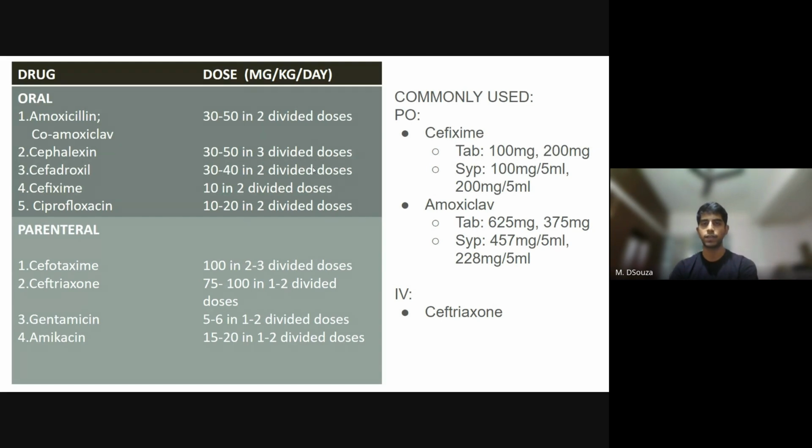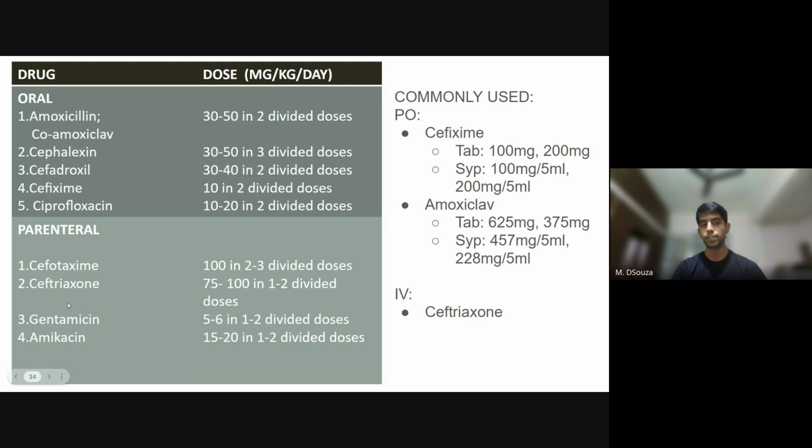So around 5 days if we're considering a lower urinary tract infection. Whereas if we're considering an upper urinary tract infection, involving the upper urinary tract, we would consider giving it for a longer duration of about 7 to 10 days. Amoxiclav is also something that we could consider giving.